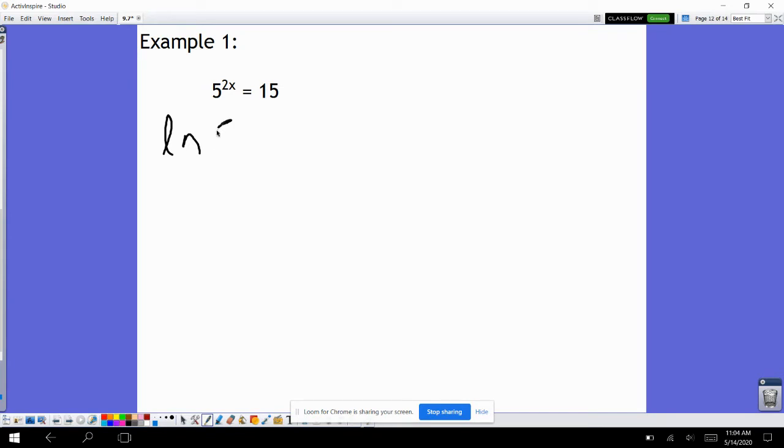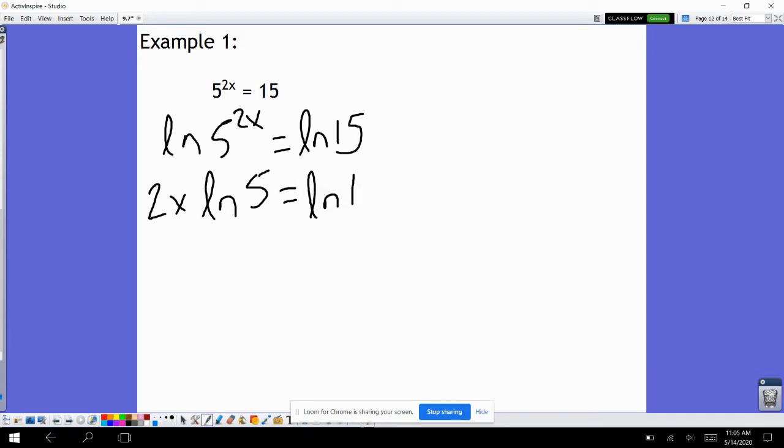So we have the natural log of 5 to the 2x is equal to the natural log of 15. By taking the natural log of both sides, we set ourselves up to use one of our properties. In this case, and in most cases, it's the power property, and we can use it because that 2x is in the exponent. The power property says that we can rewrite the natural log of 5 to the 2x as 2x times the natural log of 5, and that is still equal to the natural log of 15.